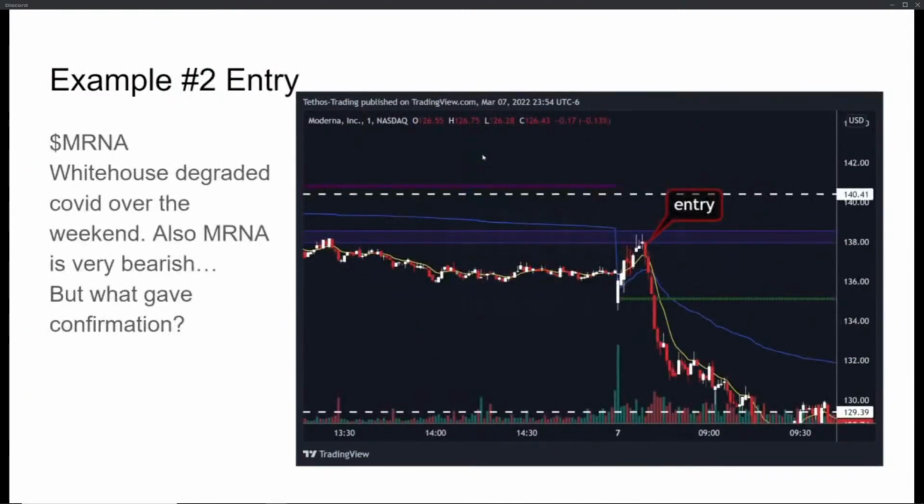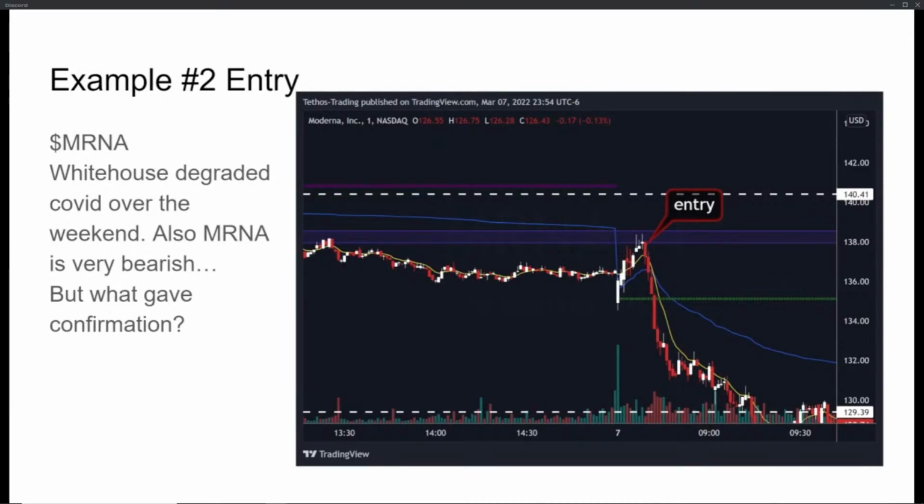But when you come over to Moderna, looking at Moderna, this was eye candy to me. This is something I've been looking at for weeks. I've been waiting for it, and it's the perfect example of an entry. If you don't know, the White House downgraded COVID from the highest level of a national emergency by about one level. That was over the weekend, and it was kind of shoved under the rug, no one's been talking about it. And you've seen insiders on Moderna selling nonstop.